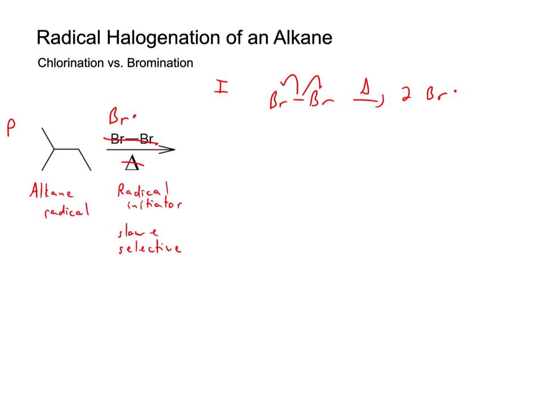What does it mean for the bromine radical to be slow and selective? Well, with chlorination, we said that it was fast and non-selective and could abstract any hydrogen regardless of how stable the radical was going to be.